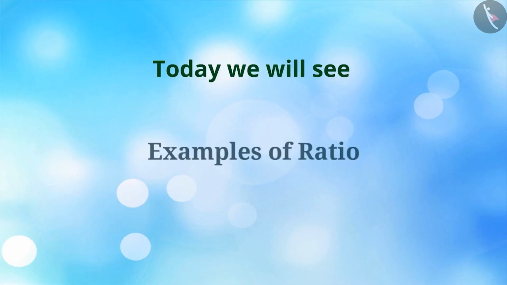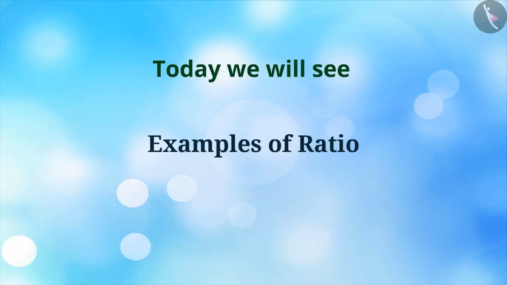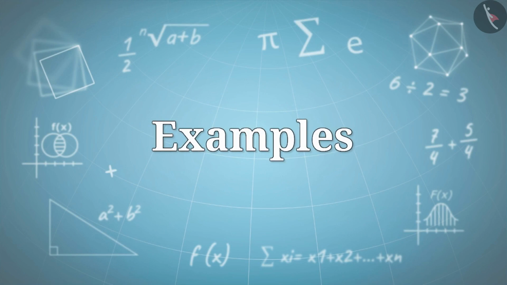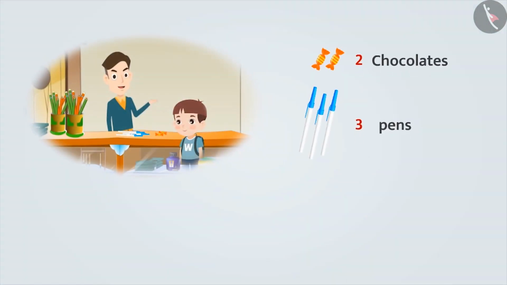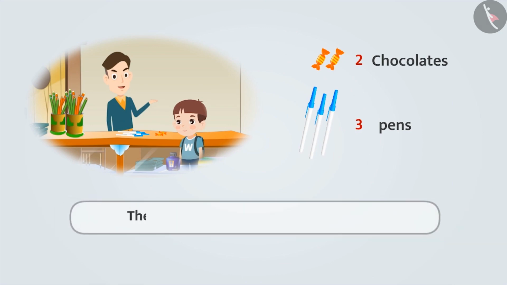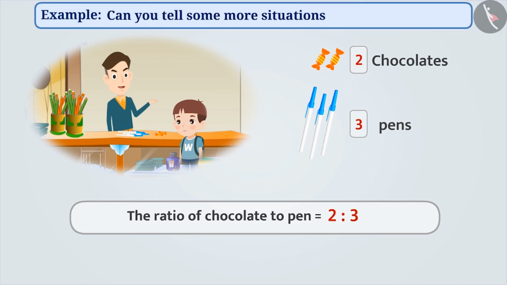Today, we will see some examples of ratio. Rahul purchased 2 chocolates and 3 pens from a shop. Here, we can say that the ratio of the number of chocolates to the number of pens is 2:3. Can you tell some more situations where the ratio would be 2:3? There are many situations which have ratio 2:3. Let us discuss them.